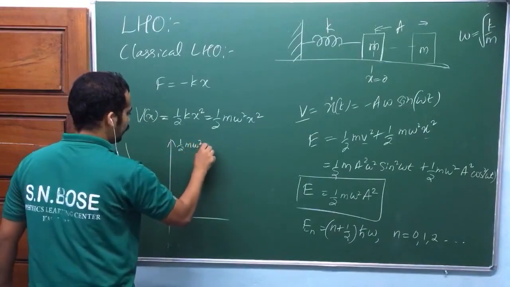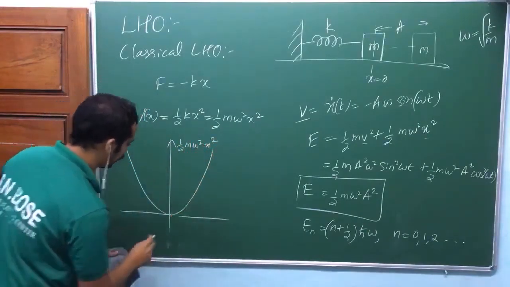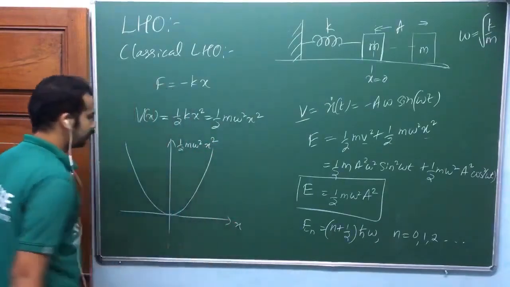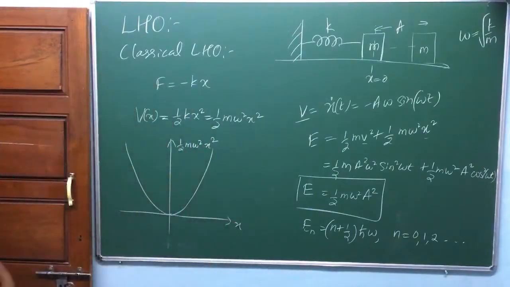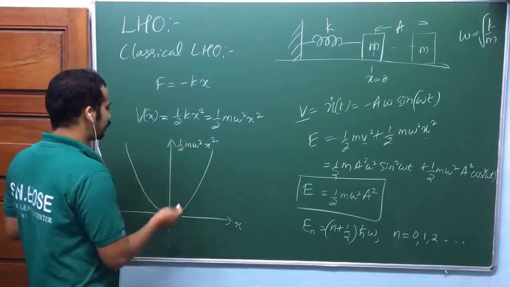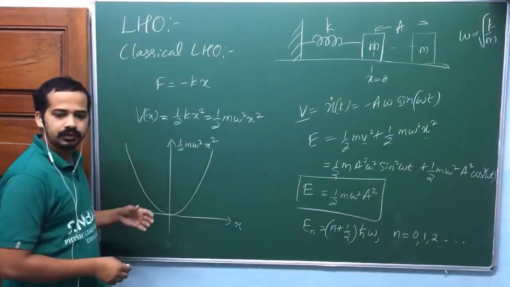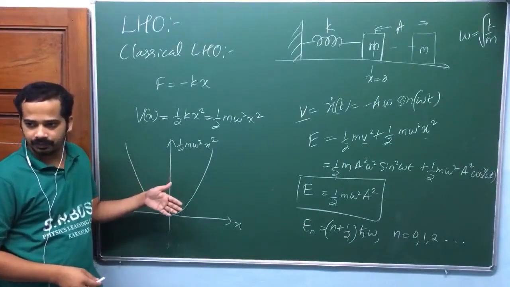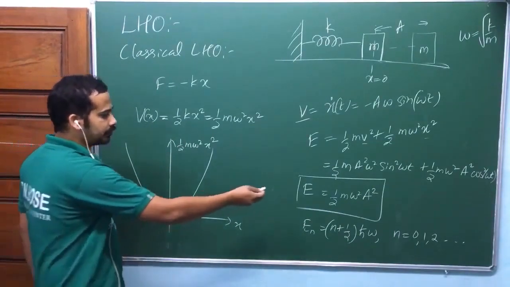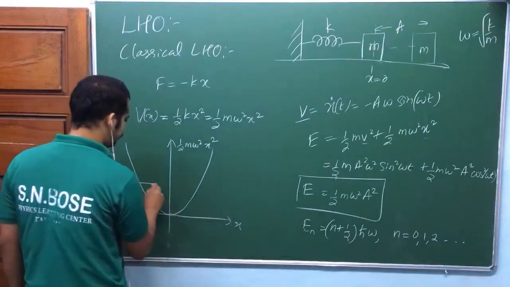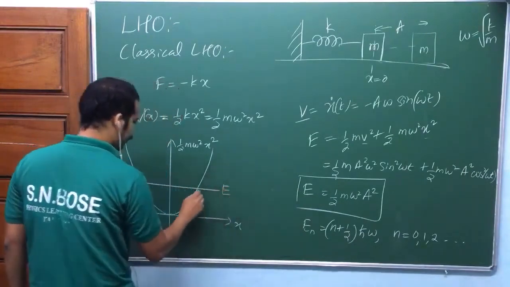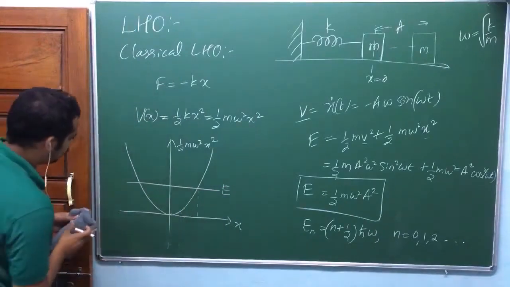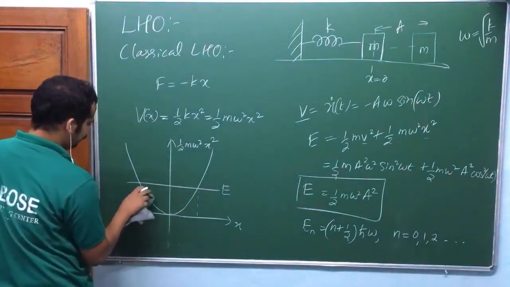Half m omega square x square. Assume that it is symmetric. Now, classically, you can have any energy. Our habit is, we draw the potential curve, then we discuss energy. Now look at it. Suppose you have energy E here, it's a symmetric curve. Am I right? So what are these 2 points? Look, symmetric.